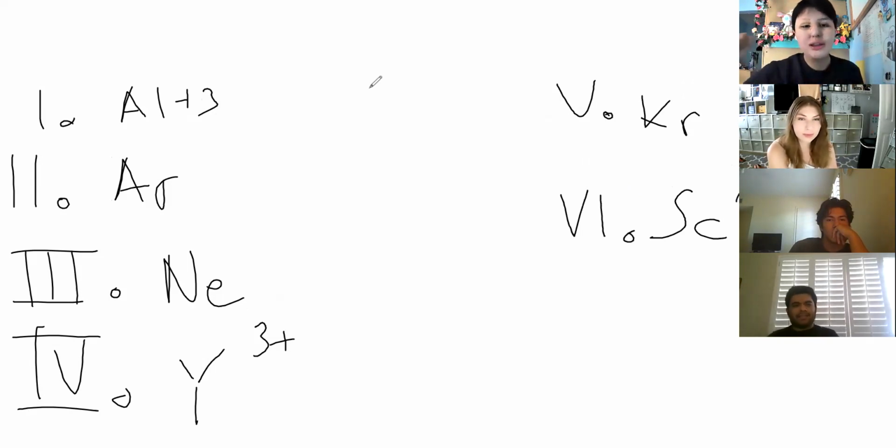We need to write out, check if they have the same electrons. So how do we find out if they have the same electrons? What do we write out? You gotta write the electronic configuration for all of them. You gotta write that configuration to figure out if they actually do have the same amount of electrons.